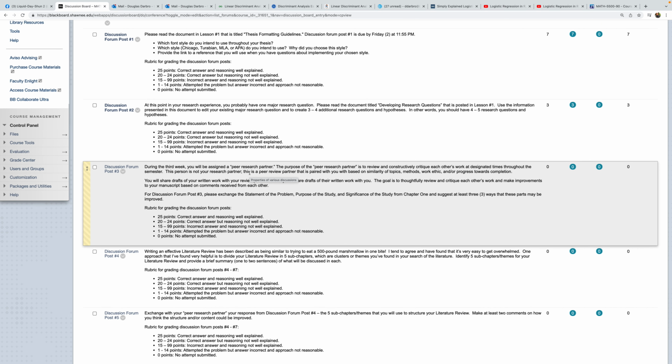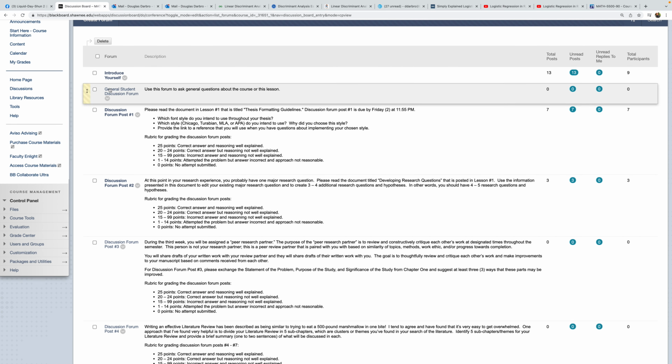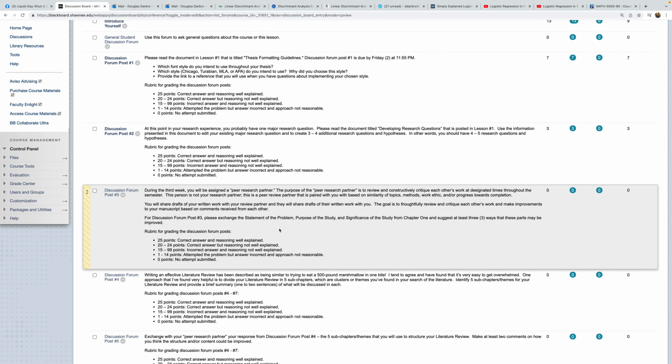Now, around discussion forum post number three, which is around week three, you're going to be assigned a peer research partner. I would prefer that you choose someone to work with, and that's the reason the introduction is so important. If you see someone there that you think would be a pretty cool person to work with, or this person's doing something very similar to what I'm doing, shoot them an email and ask them if they want to work together. If you don't find anyone, then the people who are left, I will pair you up.